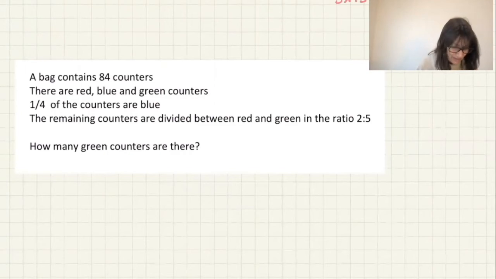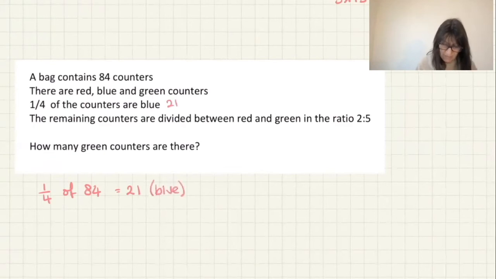Okay, so I've got to find a quarter of 84. So that's just a case of dividing by 4, which is 21. So a quarter are blue. Now, the remaining counters are going to get divided between red and green. So red and green in the ratio 2 to 5.